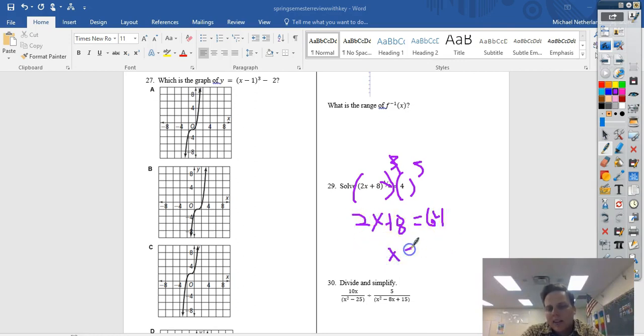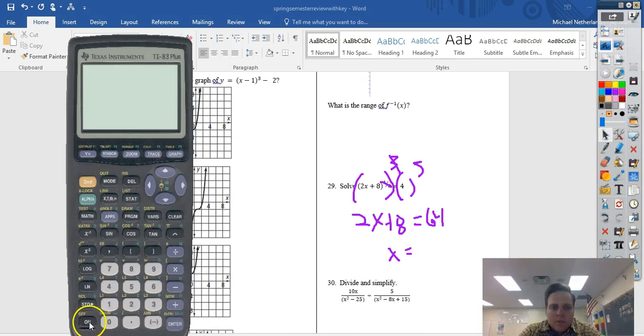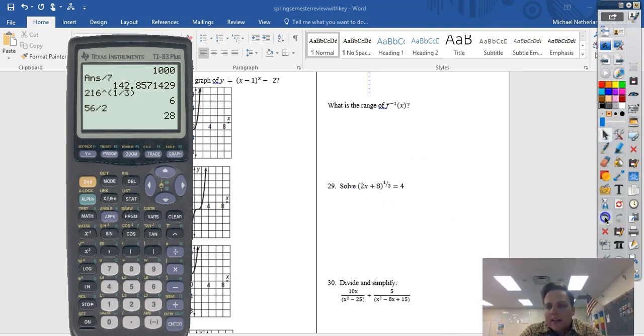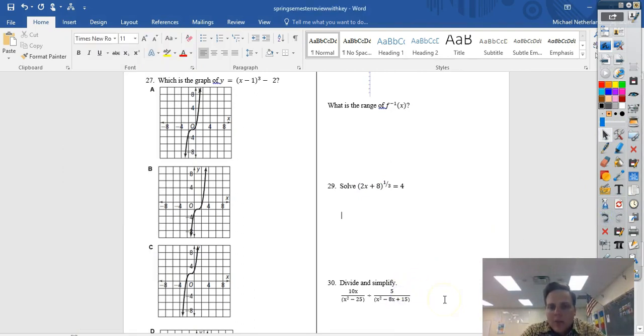So I'm going to get x is equal to, well, 64 minus 8 is 56. 56 divided by 2 is 28, I think, but I want to double check before I write that. 56 divided by 2 is 28. Very good. So x equals 28. All right. Whew. Last but not least is problem 30.